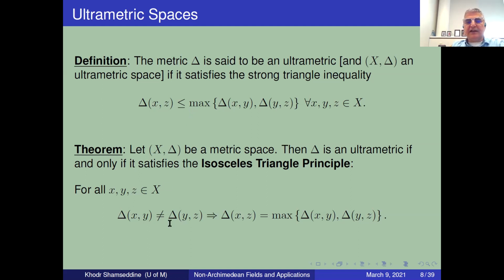And this is called the isosceles triangle principle because if we think of x, y, and z as the vertices of a triangle in the space, then this says that at least two of the sides will always be equal.